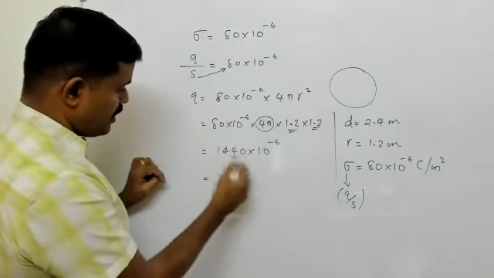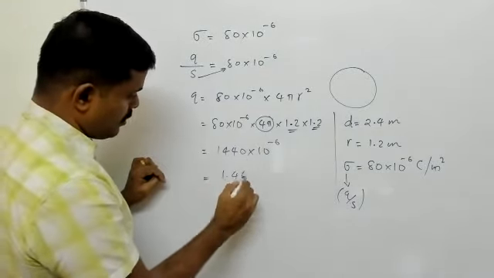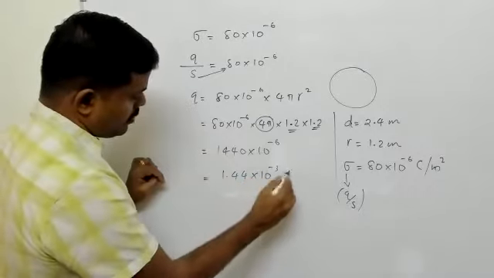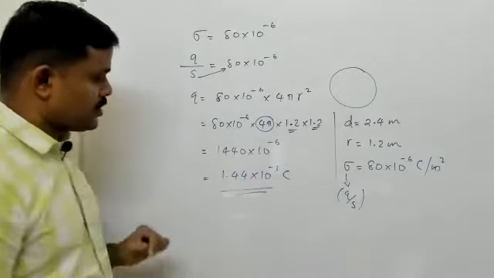I can simplify it, moving three places down. It is 1.44 into 10 power minus 3 coulomb. That will be the charge.